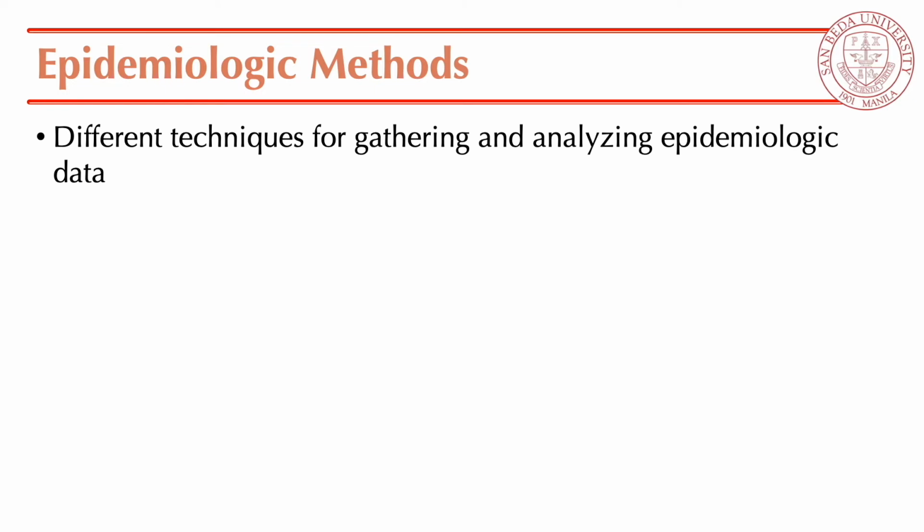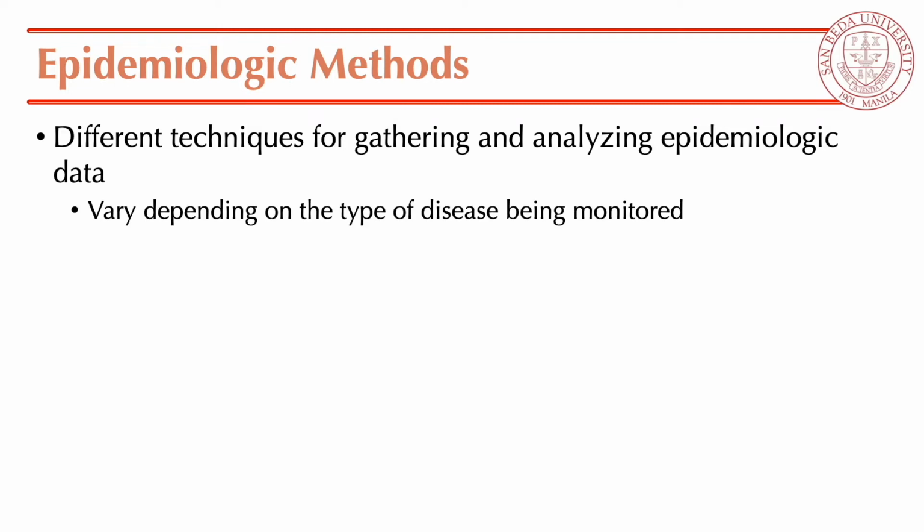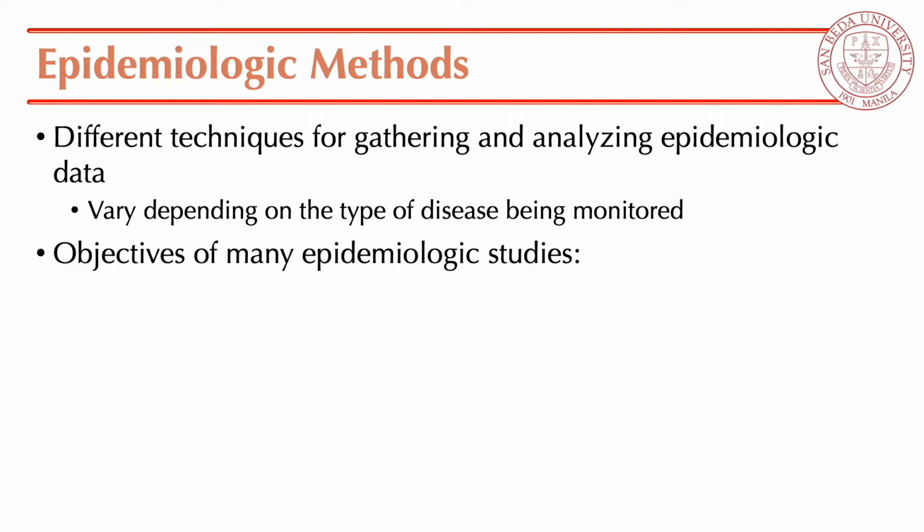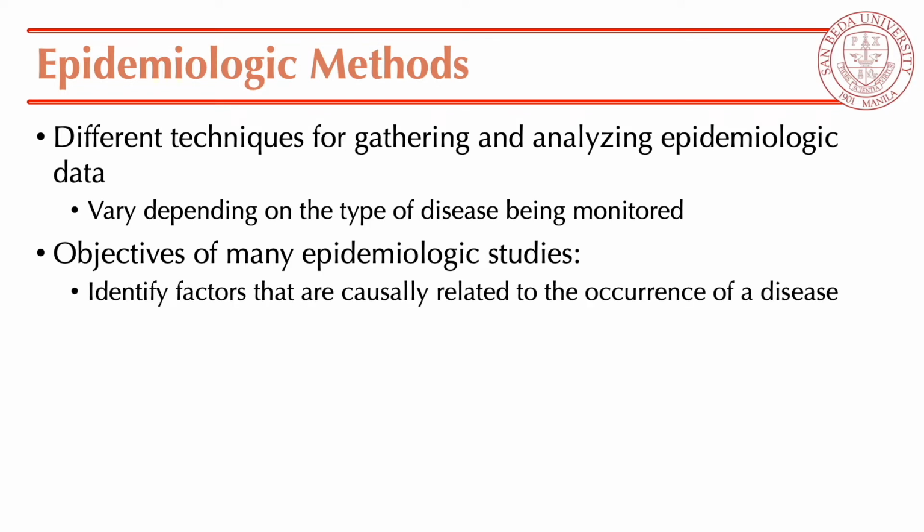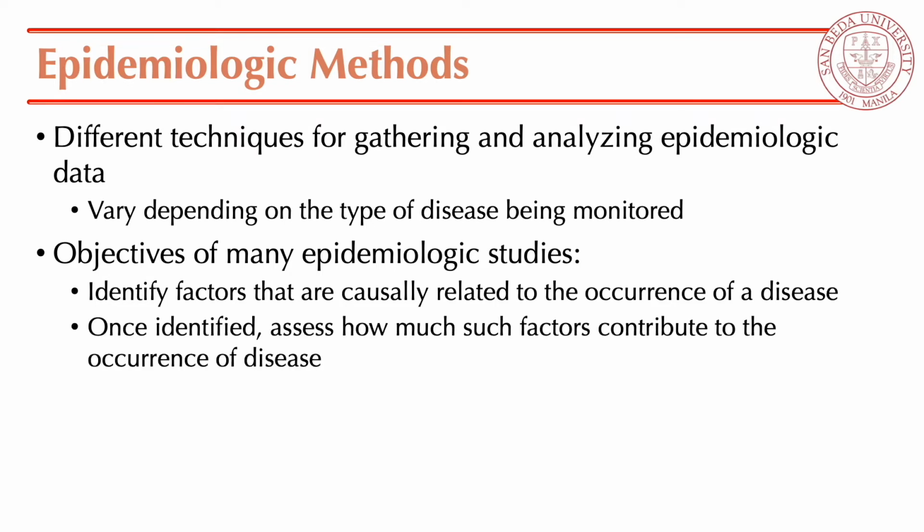Now, when we say epidemiologic methods, we are collectively referring to the different techniques an epidemiologist employs to gather and analyze epidemiologic data. Which method in particular depends on the type and extent of the disease an epidemiologist is up against. Nonetheless, all these methods have underlying unifying objectives. The first is to identify the different factors that are causally related to the occurrence of a disease. The next is to assess how much such factors contribute to or increase the risk of occurrence of that disease, once these said factors have been identified.